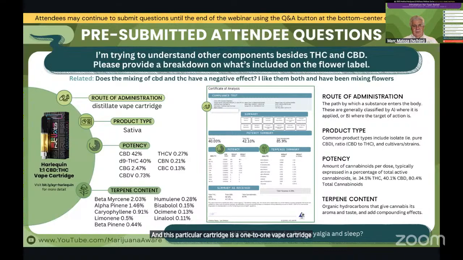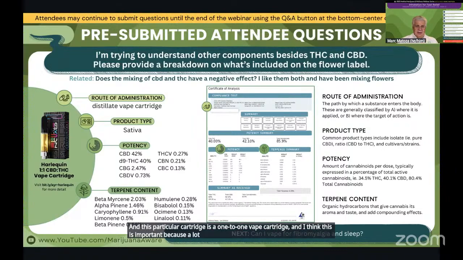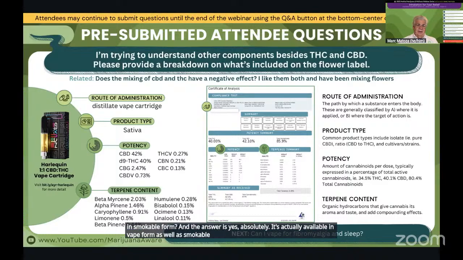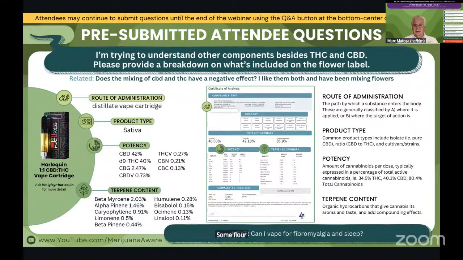And I think this is important because a lot of people have a question of, is CBD available in smokable form? And the answer is yes, absolutely. It's actually available in vape form as well as smokable forms. And you'll find 1-to-1 cartridges as well as some flower that'll indicate that it has a certain amount of CBD in it that can really help you as well.